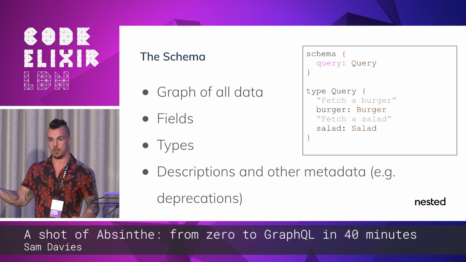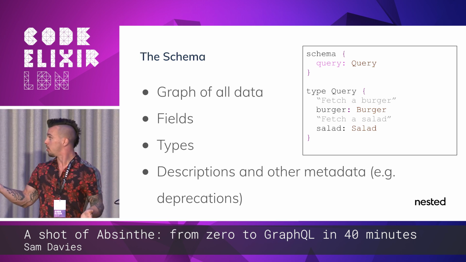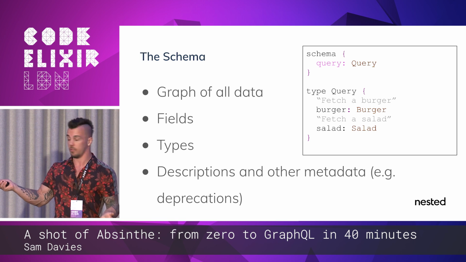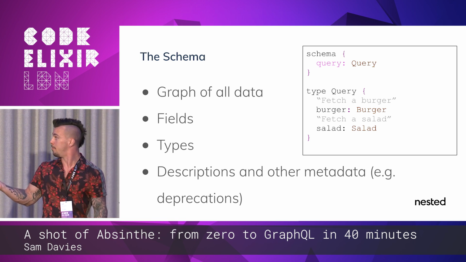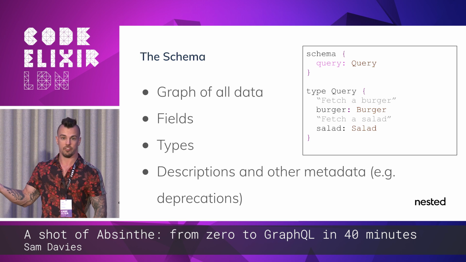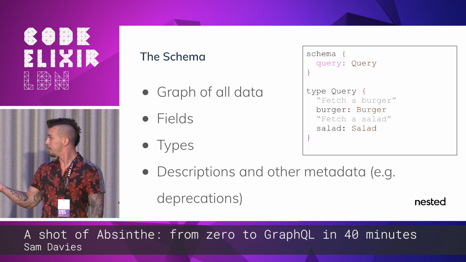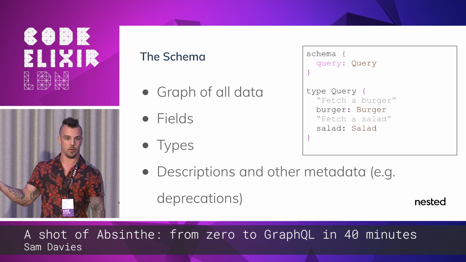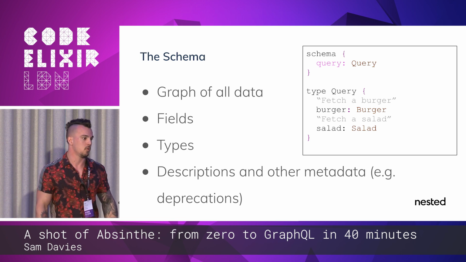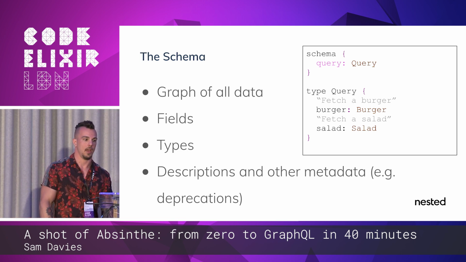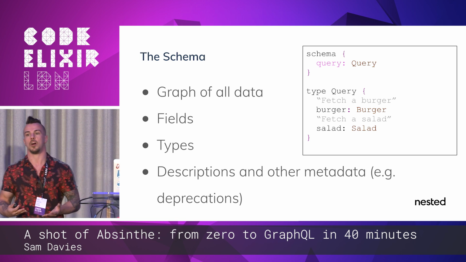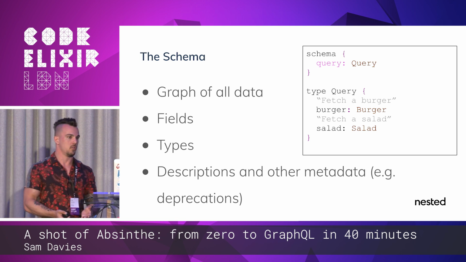And if we want to see what we can get inside that object, we look inside Query, and we can see we've got two fields in here. We've got the burger field, which returns you a burger, and the salad field, which unsurprisingly returns you a salad. And you can also see I've just thrown this in to illustrate it. You can put inline documentation in here. And that documentation will show up when, as a client, you introspect the API.